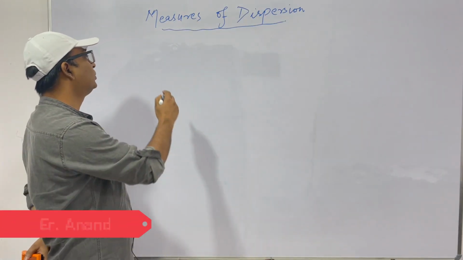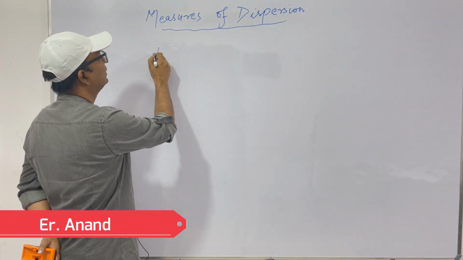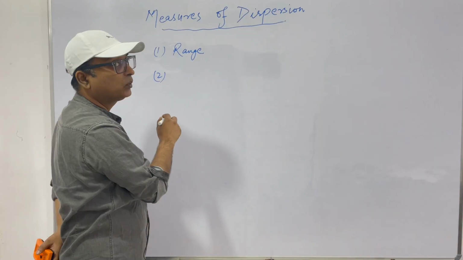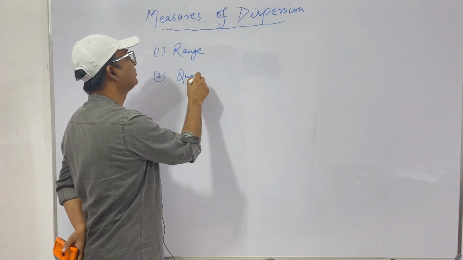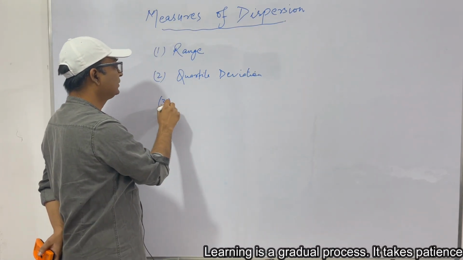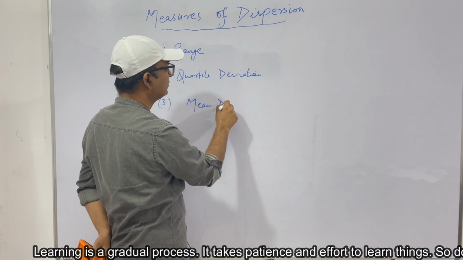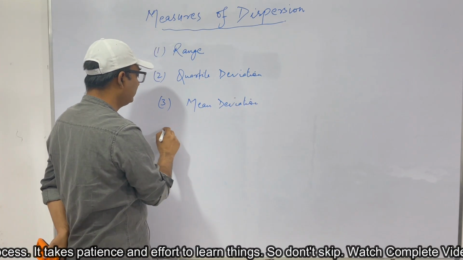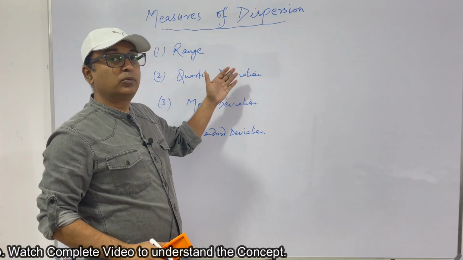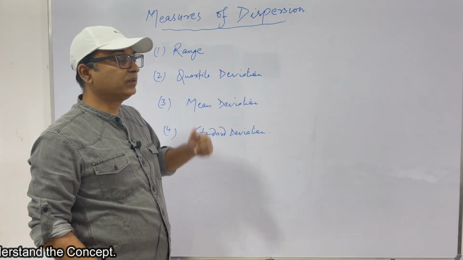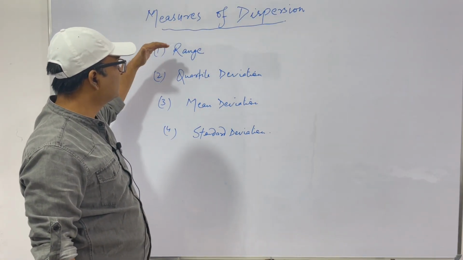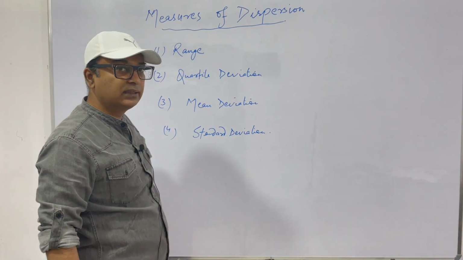What is the scope of our study? First, we will study what is range. Second, we will study what is quartile deviation. Then we will study what is mean deviation. And finally, we will study standard deviation. Let's see how many of these topics we are able to cover in one video. These are very small concepts. Mean deviation and standard deviation are the main topics.